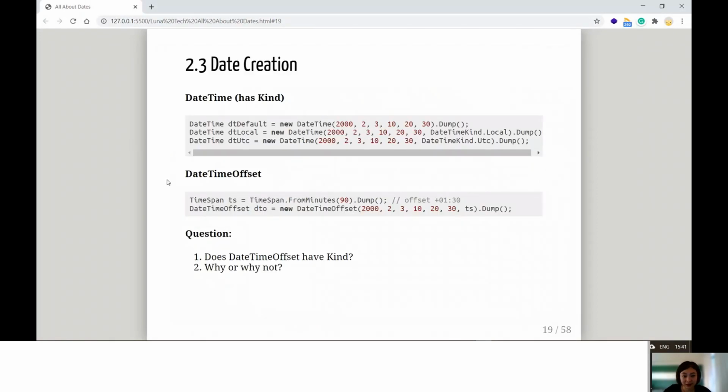And for the datetime offset, we can create a time span and then add it to this constructor to give it a time zone offset, right? So here's another question: does datetime offset have kind? Why or why not?